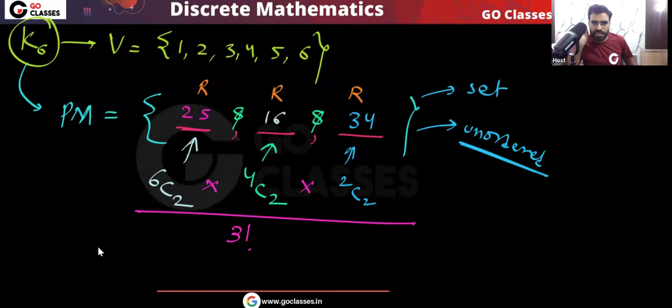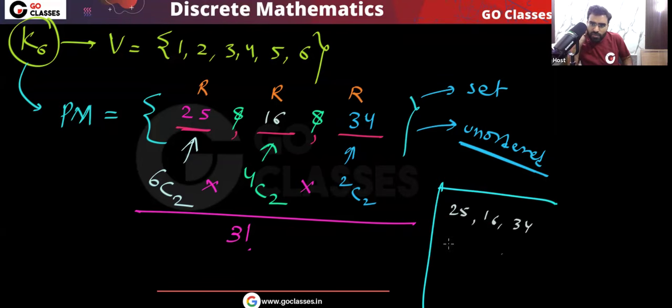Because please understand that these two things are same. If I put 2, 5, 1, 6, 3, 4, or if I put 1, 6, 2, 5, 3, 4, or if I put 1, 6, 3, 4, 2, 5, and so on, total 6 will be there, or I can say total 3 factorial will be there.